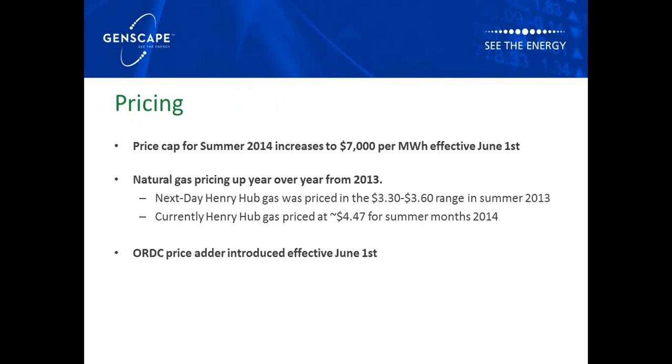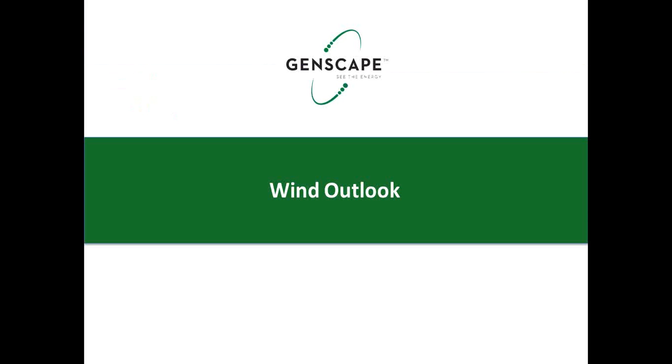To wrap up, this year we're increasing the price cap to $7,000 per megawatt effective June 1st. Again, with natural gas, Henry Hub's at least $1 stronger relative to where it was last year, and we also have the ORDC price adder being introduced June 1st, which we'll get into in a little bit. So now I'm going to hand it over to John Tapatis, who's going to talk about the wind outlook and generation.